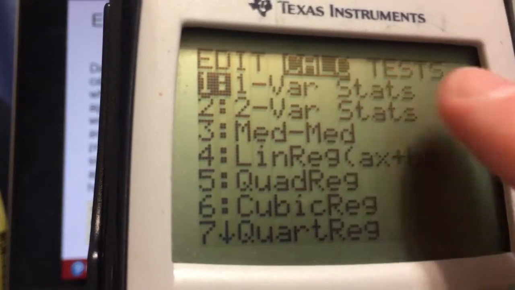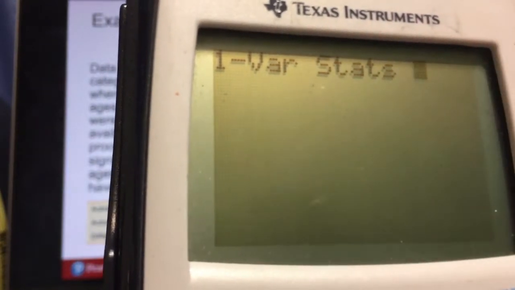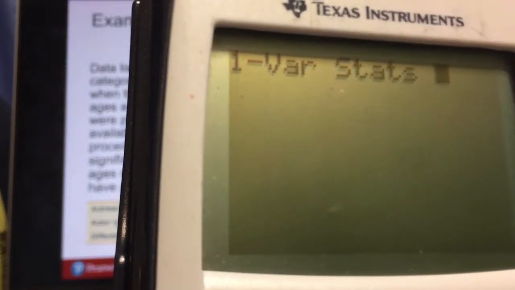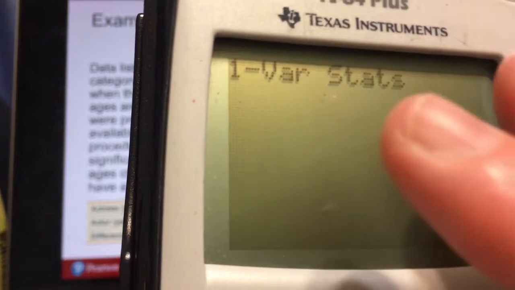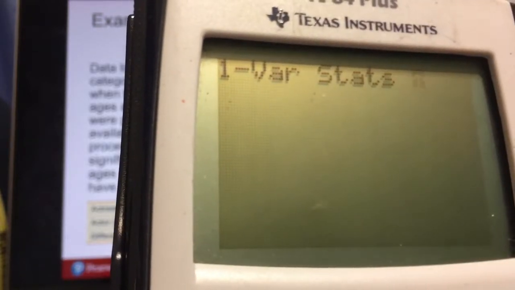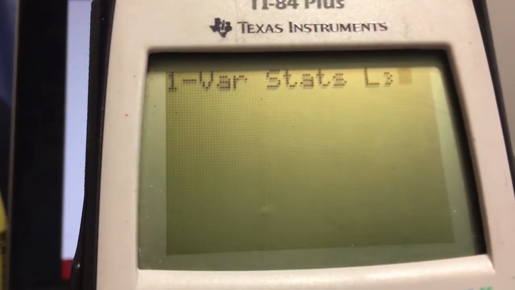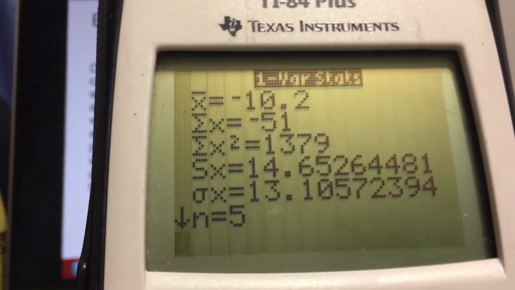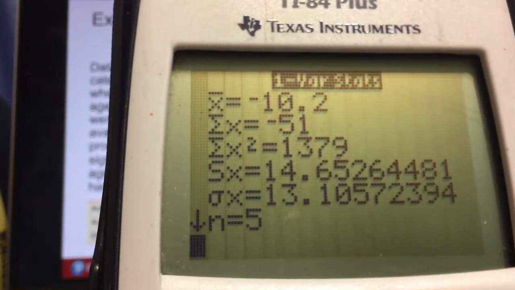And then I'm going to go to one variable stats, but when I hit enter, remember it's going to blink there. I'm going to say, where do you want me to get your stats from? And so I'm going to say L3, which means I hit the second button and I hit the 3 button and I get L3. So once I've told it to go to L3, I hit enter, and guess what it gives me? X bar is -10.2.